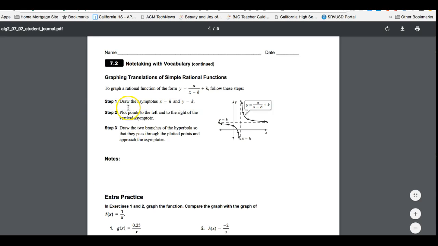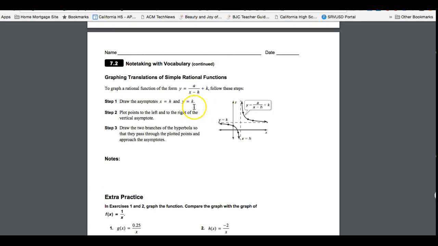So the first thing you're going to do is draw your asymptotes. And notice that your asymptotes are just your h and k values. So whatever your constant that you're adding or subtracting on the bottom, and then on the outside of the function. Now notice, again, because it's x minus h, our asymptote is going to be whatever the opposite of this is. So if this is x minus 3, our asymptote is going to be at x equals 3. And our y asymptote is going to be at whatever k is.